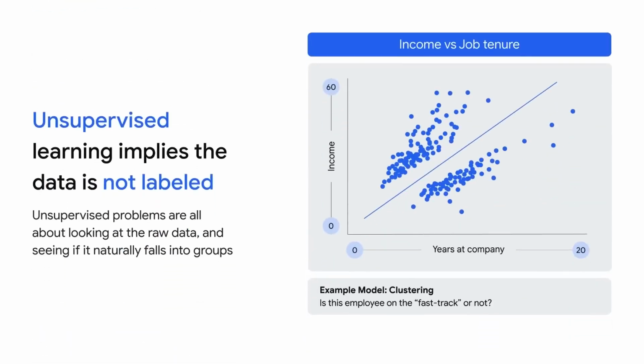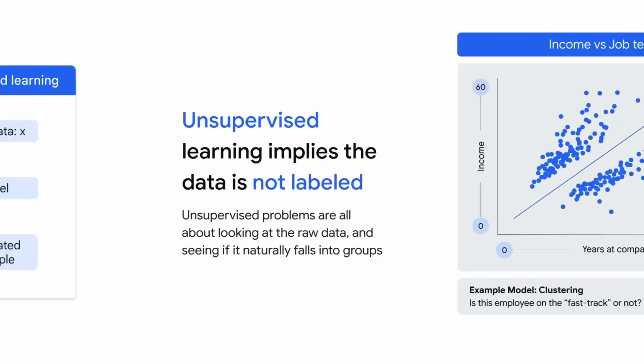This is an example of the sort of problem that an unsupervised model might try to solve. So here you want to look at tenure and income and then group or cluster employees to see whether someone is on the fast track. Unsupervised problems are all about discovery, about looking at the raw data and seeing if it naturally falls into groups.